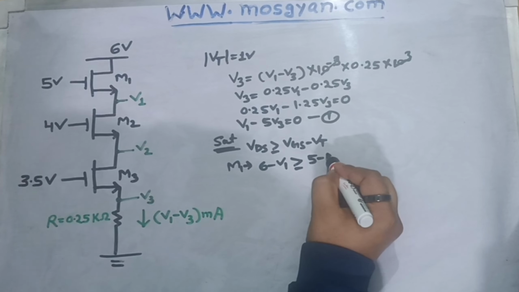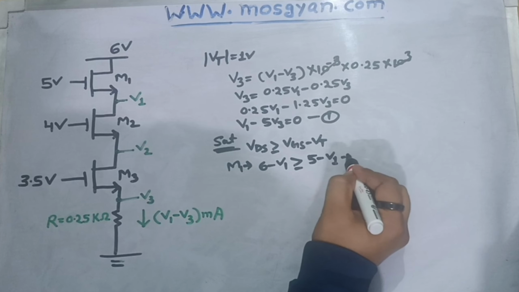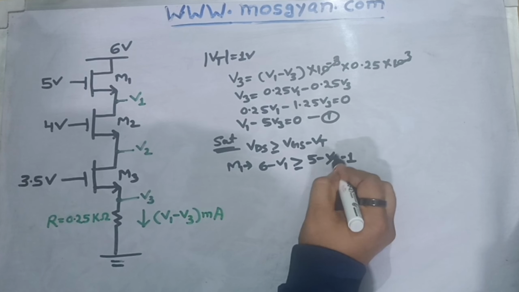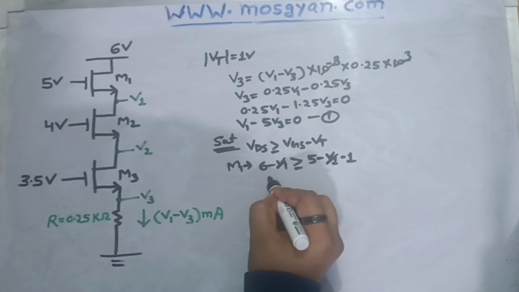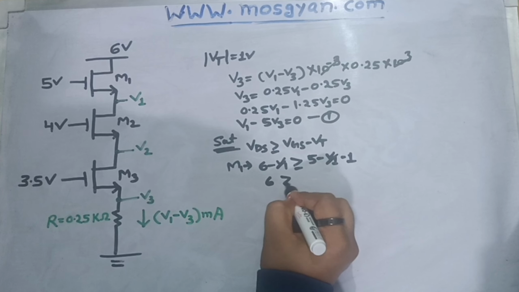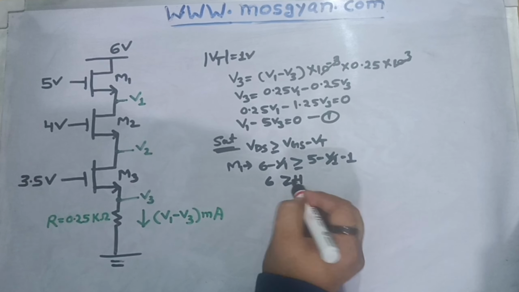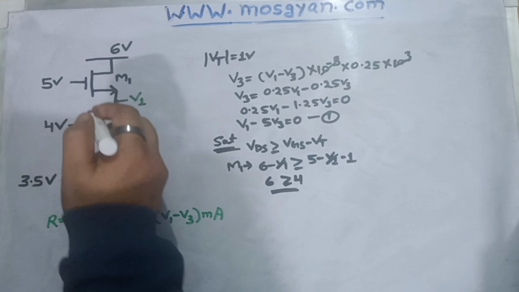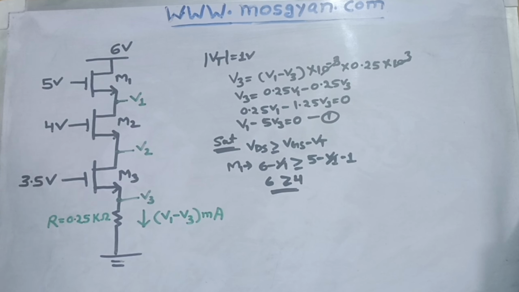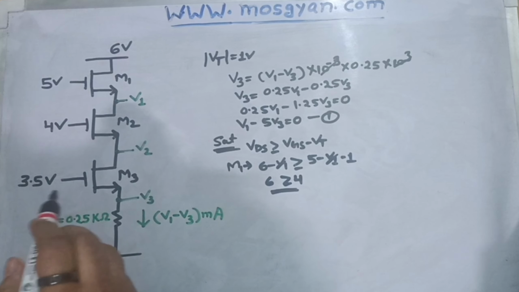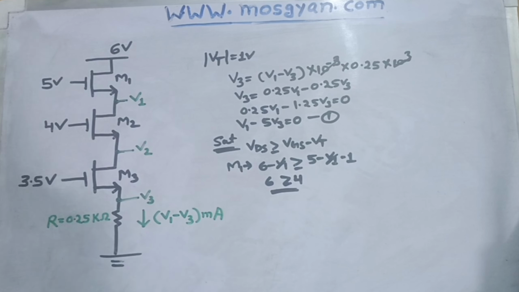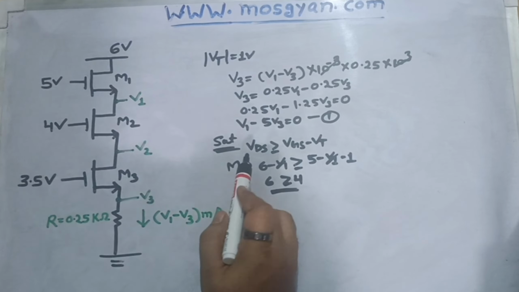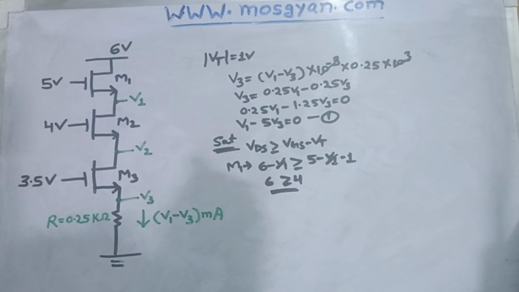VS is again V1 and VT is given to us as 1 volt. So V1 will cancel out. 6 should be greater than or equal to 4, right? And that is true. 6 is greater than 4. So that means M1 is operating in saturation region, and that we can tell without having the knowledge of V1, because V1 will get cancelled out in terms of source voltage for the VDS and VGS calculation.